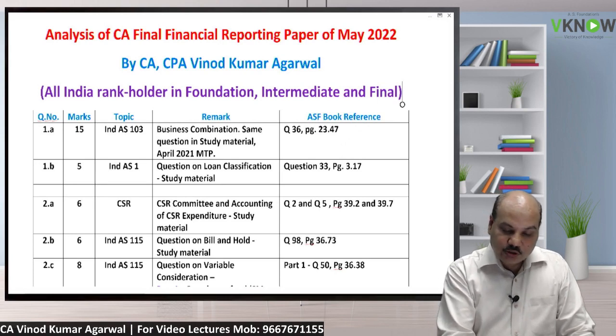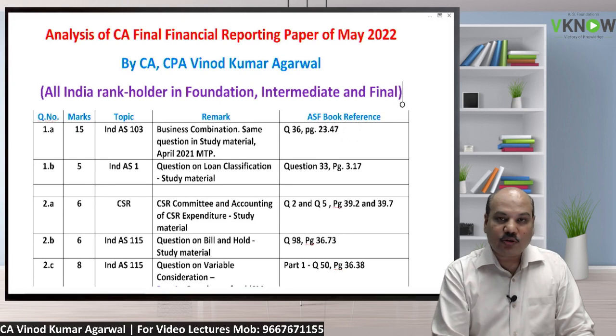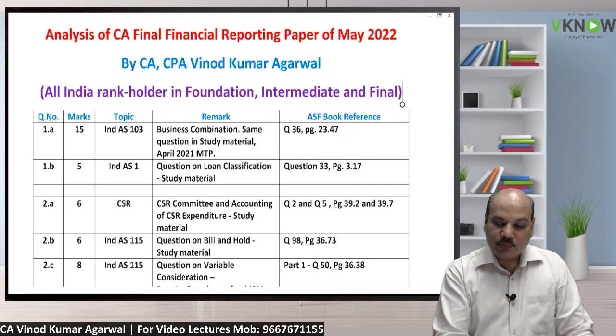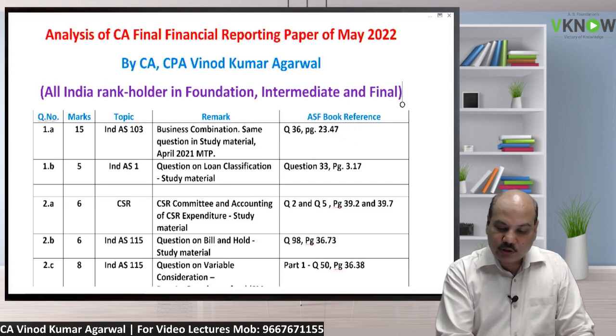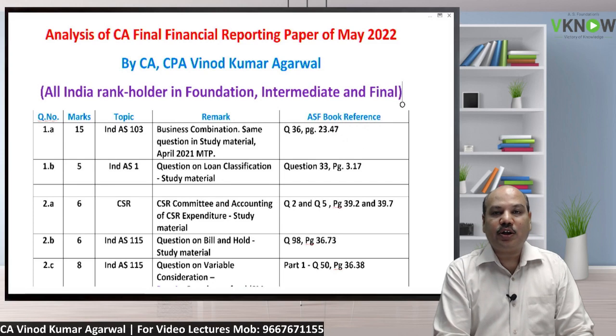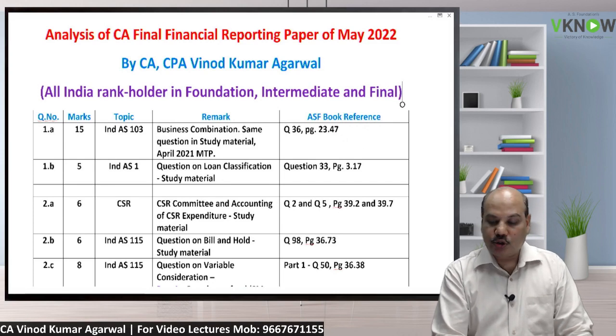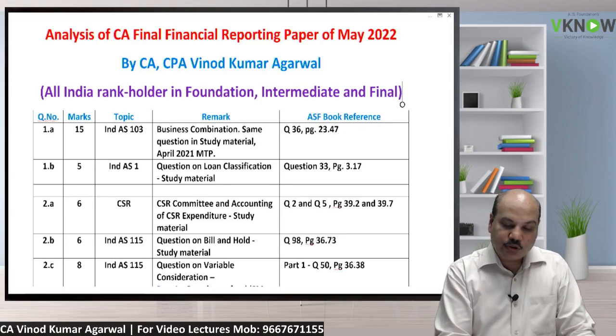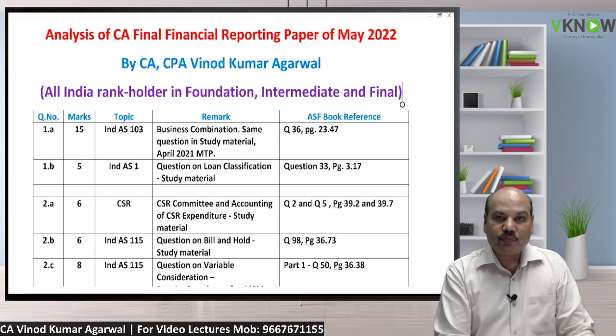Question number 6A was 5 marks based on Ind AS 113, a very simple question on fair value calculation, and the same question was there in November 2021 RTP of the institute, which we have covered in the class, question number 24.